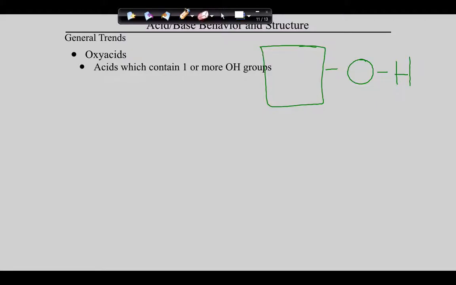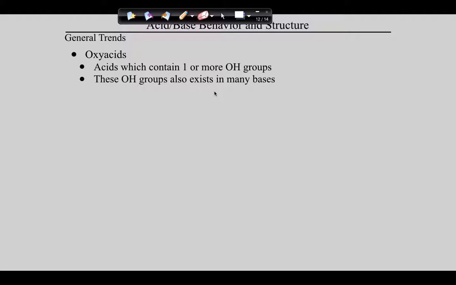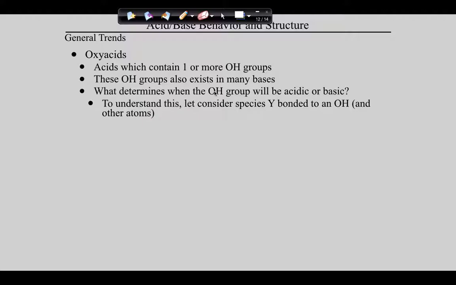So guys, when we talk about oxyacids, we need to understand that these OH also exist in bases. So why are some things strong or weak acids? Why are some of them bases? Why are some of them alcohols? Functionally, the question we're asking is this. What determines whether this OH group will be acidic, basic, or an alcohol? And the answer is this.